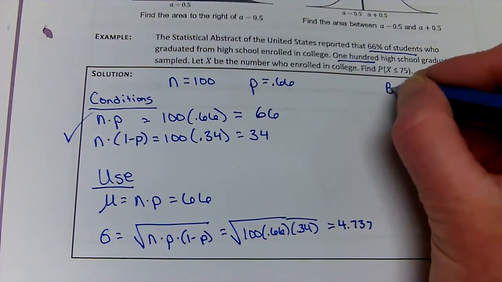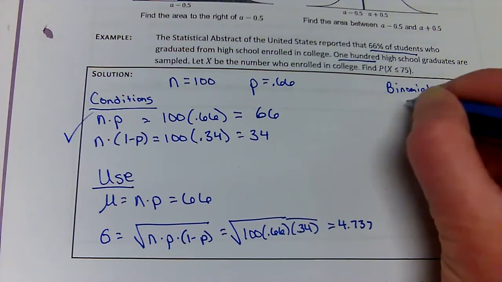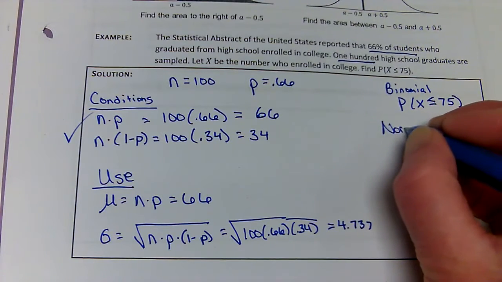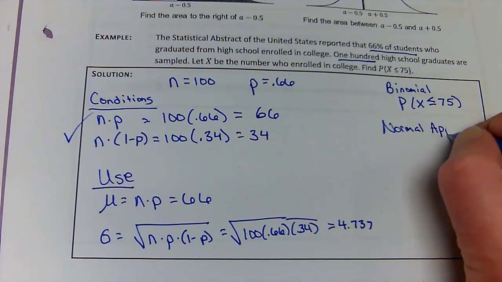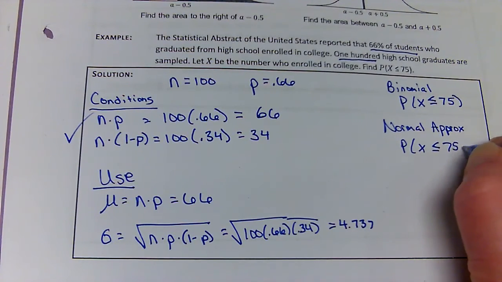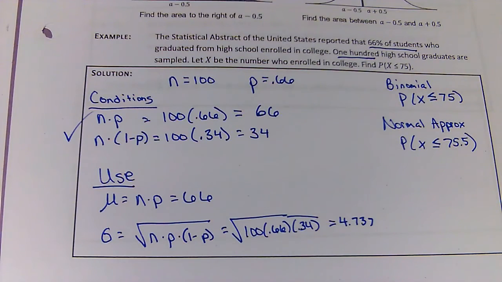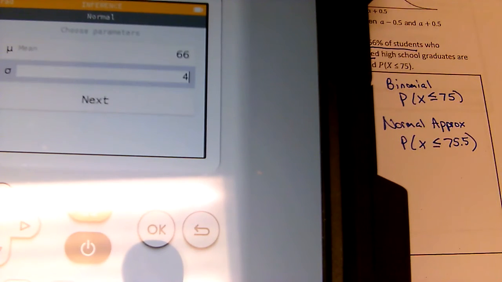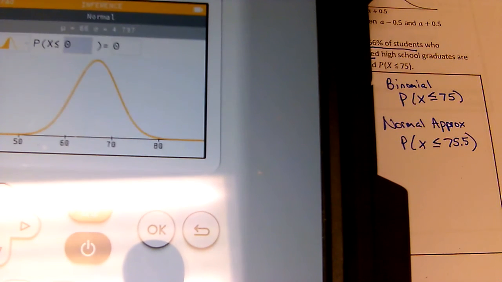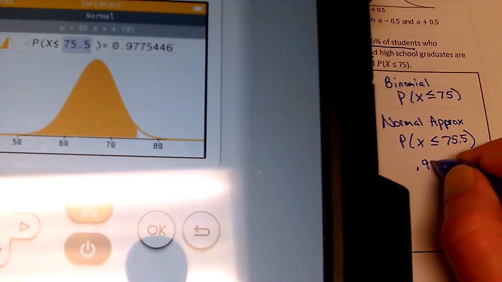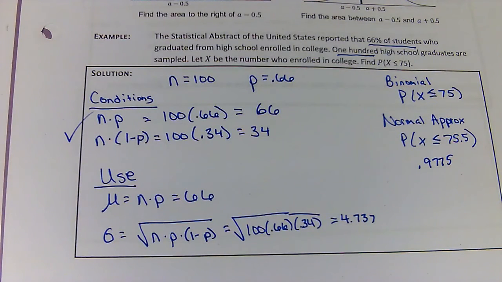Now, if we were doing a binomial, we're finding the probability that x is less than or equal to 75. But for the normal approximation, we're going to include the whole rectangle. So we're going to find the probability that x is less than or equal to 75.5. So 66, 4.737, and less than or equal to 75.5. And that gives me 0.9775. So that's how we're going to do a binomial approximation.